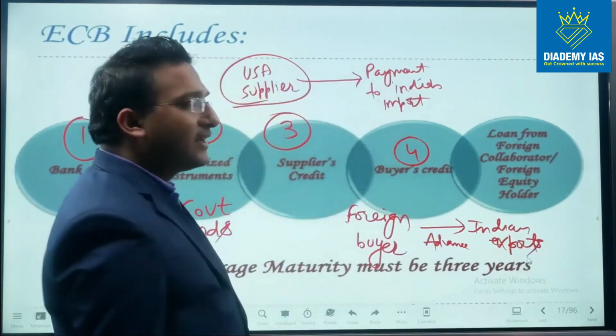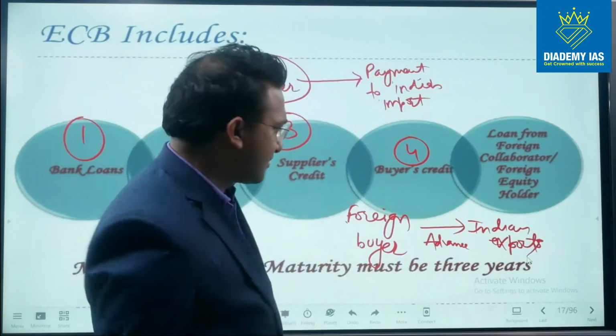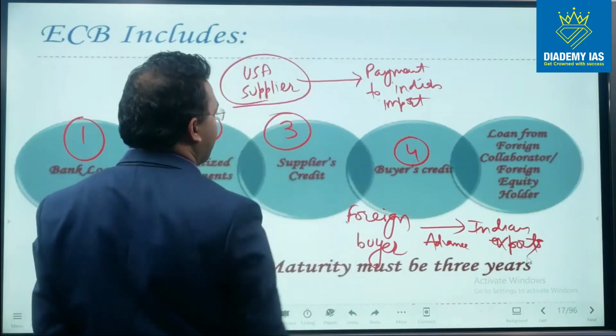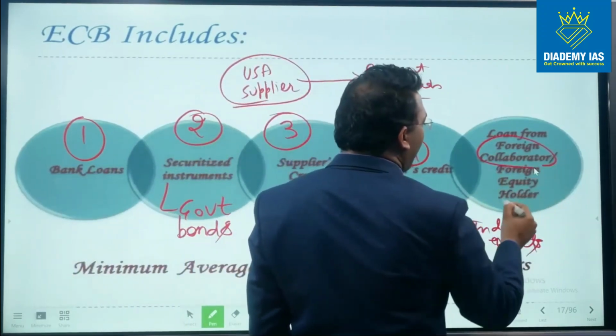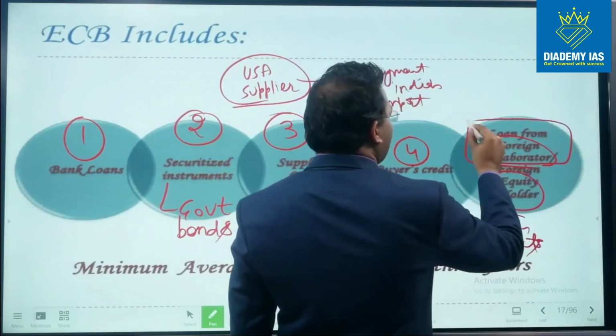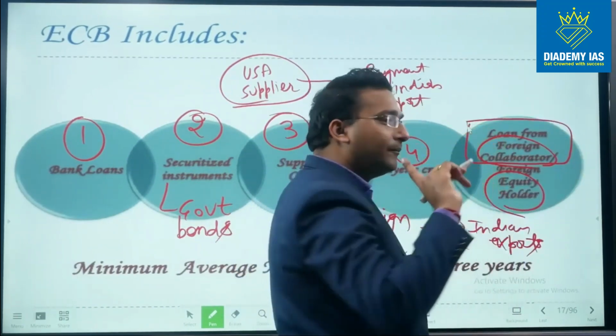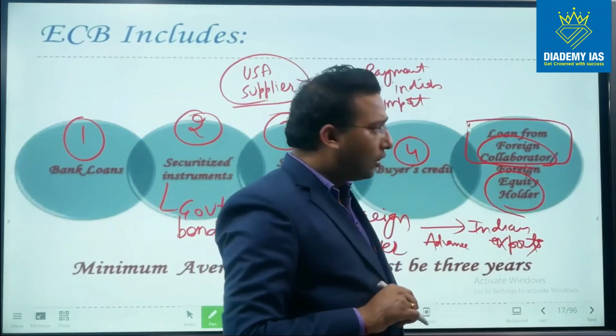And in the future this Indian exporter is supplying the goods and services. So this is the buyer's credit. Loan from foreign collaborator, foreign equity holder. So loan from foreign collaborator, there is some collaboration with some foreign company, right?